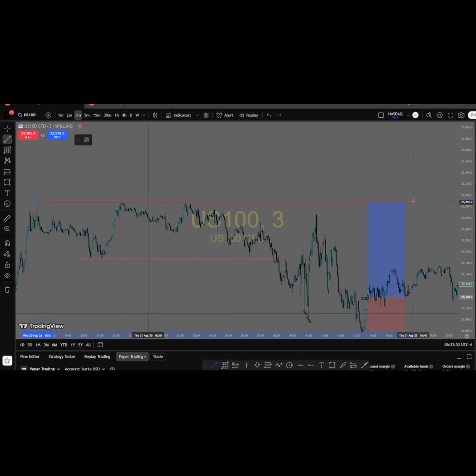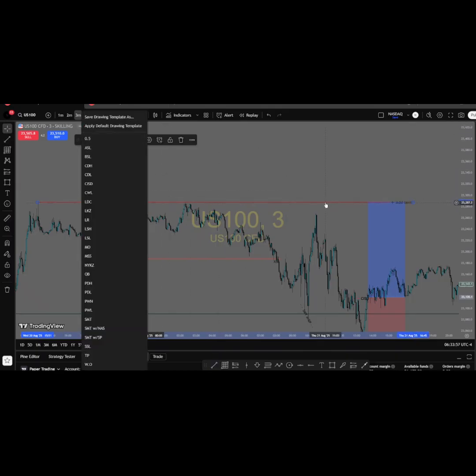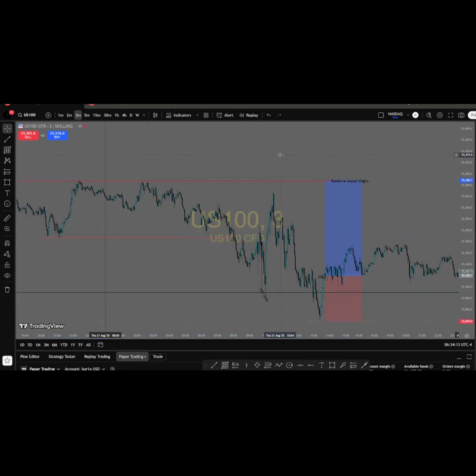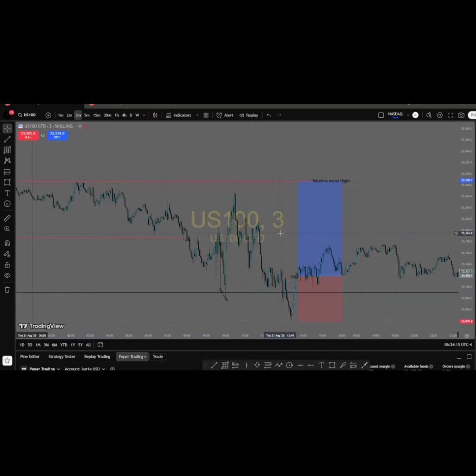You will notice that in the analysis that I posted on the group, I had marked these ones as the relative equal highs, and it was a very good draw on liquidity. But this is a PM session trade, relative equal highs. So I was in this trade. You can see that it traded very little drawdown.